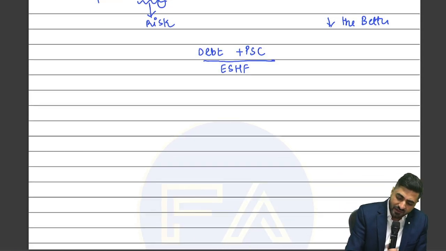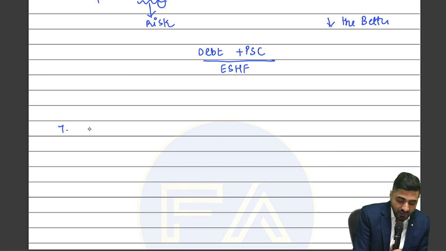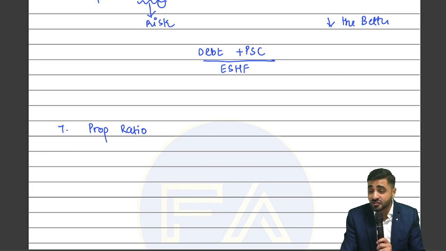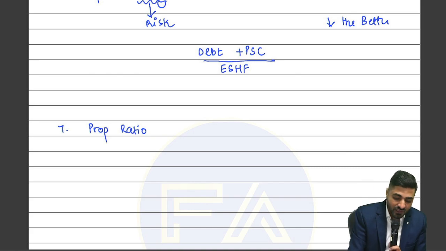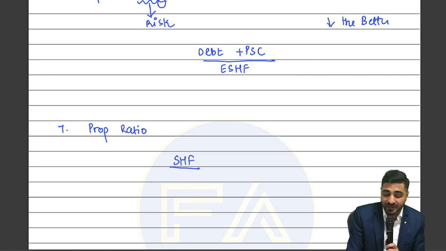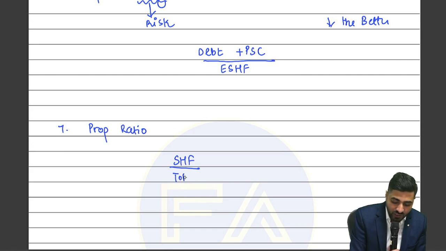Okay. And then we have the last ratio in the balance sheet ratios, and that last ratio is called the proprietary ratio. Proprietors' funds are also known as your shareholders' funds. What are proprietors known as, beta? Proprietors are known as shareholders. So your proprietary ratio deals with your shareholders' funds, which I need to divide by the total assets.